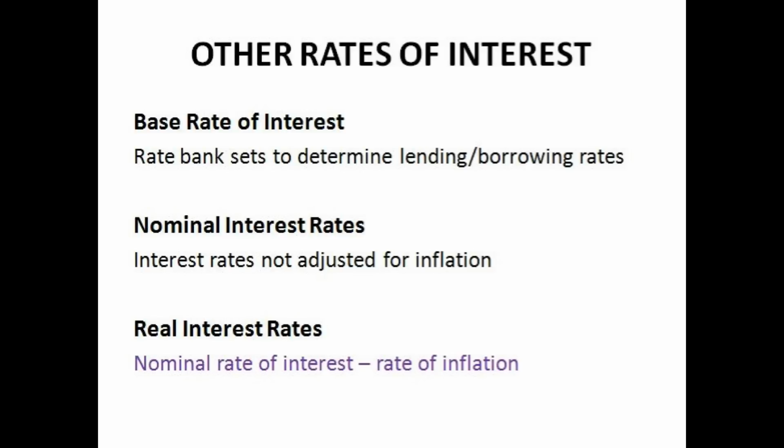So say the interest rate for a bank account is 3%, you think, wow, 3%. But if inflation is on target and it's 2%, then you've only actually got sort of 1% interest rate for a real interest rate. And if you look down there, the calculation to find a real interest rate is essentially the nominal rate of interest minus the rate of inflation.